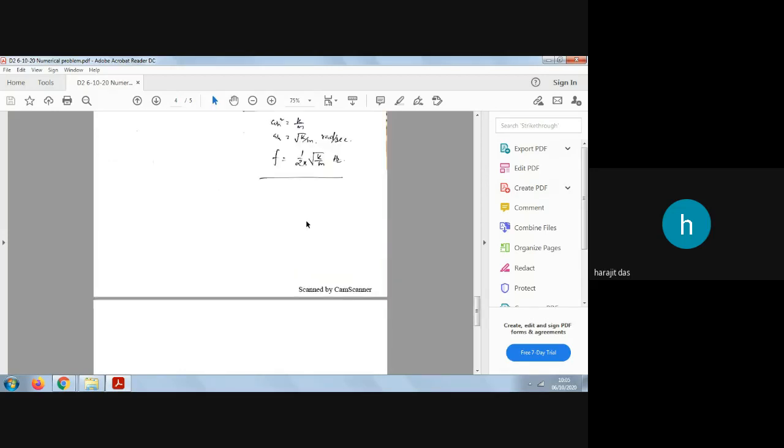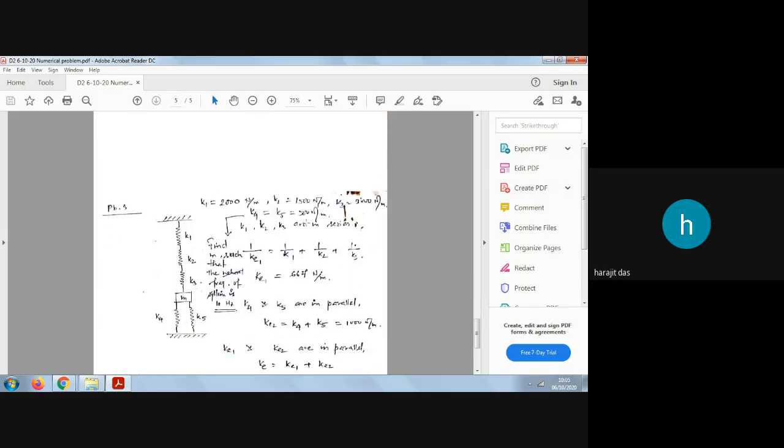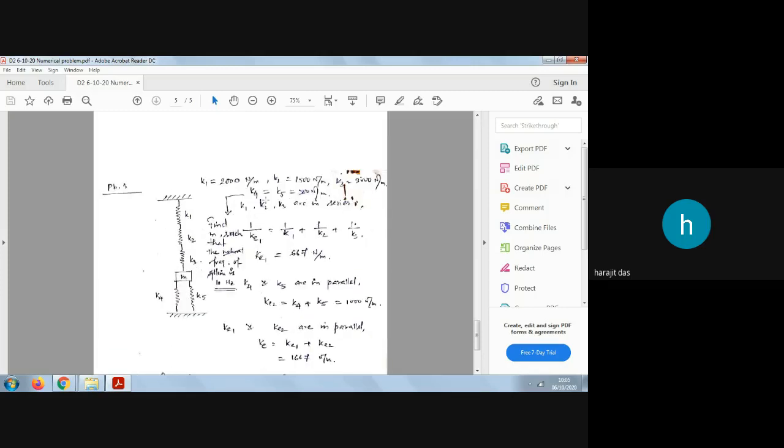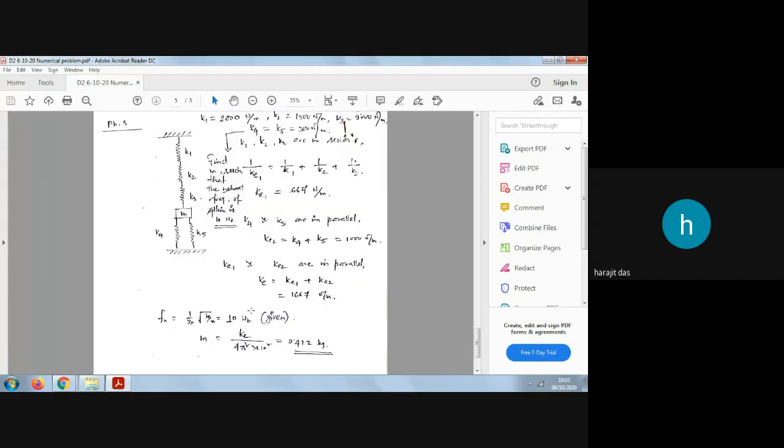Okay, there is another problem, which I am giving you as homework. There are five springs, 1, 2, 3, having stiffnesses k1, k2, k3, and these two springs having k4, k5. You need to find the equivalent stiffness as well as the mass of the system finally. To find the mass, or the frequency of the system, you need to find the equivalent stiffness and the mass.